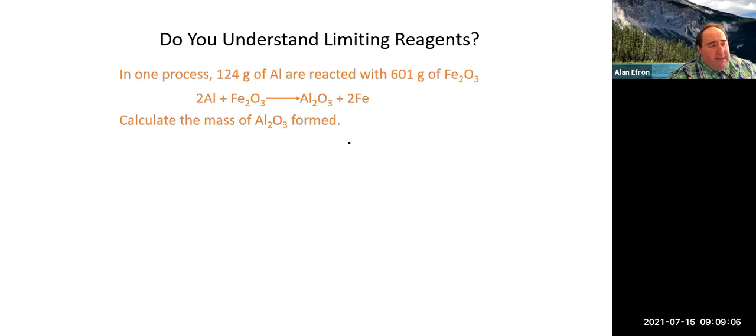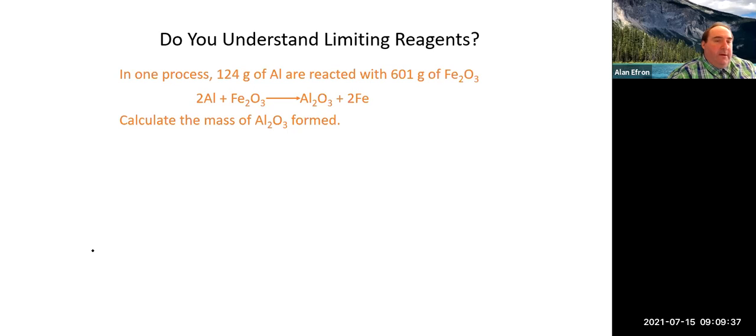Common questions that you're asked are how much of all the products you're producing, and how much of the excess reagent is left over. The method I'm going to show you allows you to quickly go back and determine all those answers without having to go all the way back to the beginning and start a whole separate calculation. You just continue on and answer those questions.